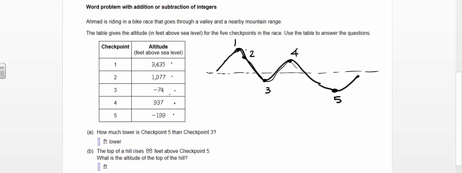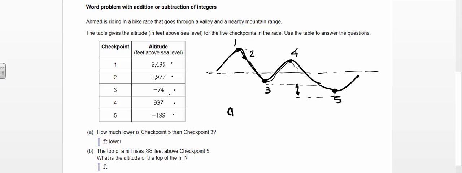So the first part of this question asks us, how much lower is checkpoint 5 than checkpoint 3? Well, we already know that checkpoint 5 is below checkpoint 3 based on our table, right? Checkpoint 5 is at negative 199 feet, and checkpoint 3 is at negative 74, so it's more negative. So we're going to be taking the difference. We're looking at the difference between checkpoint 3 and checkpoint 5.